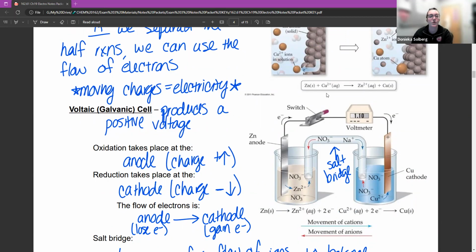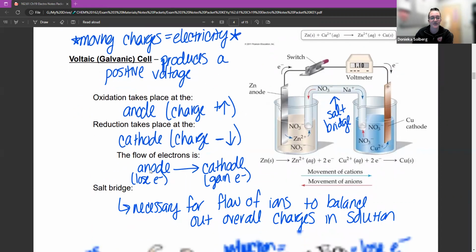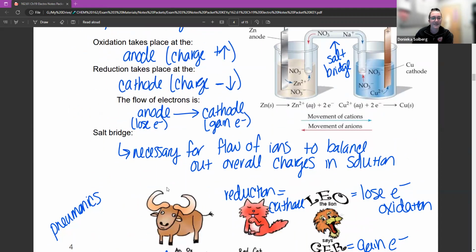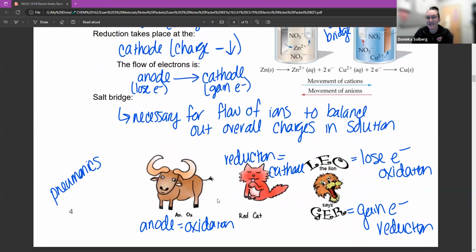I'm going to talk through each of the parts of this. Okay, so there is an anode and a cathode. The oxidation part takes place at the anode. The reduction part takes place at the cathode. If you remember from 161, all cats have paws. Cations are the positive part. And the other phrases I have at the bottom of this page for oxidation, it is an ox. So an ox: anode is oxidation.